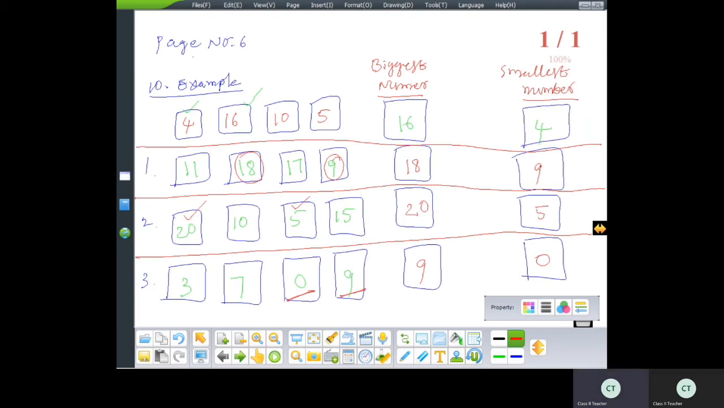Now, page number 7. See, page number 7 shows the boy and the way to the building. Join the numbers in the correct order. The numbers from 0 to 20.